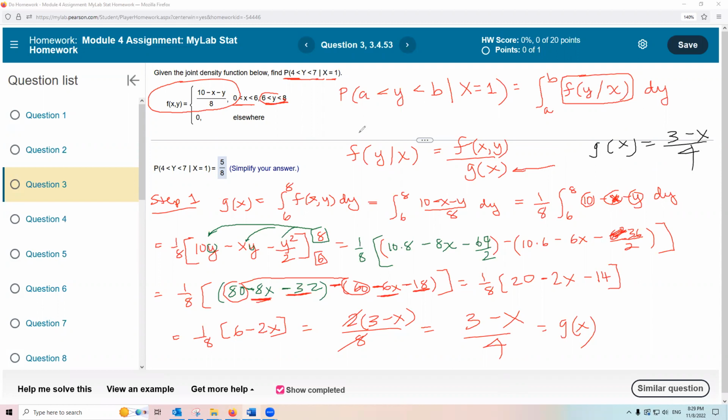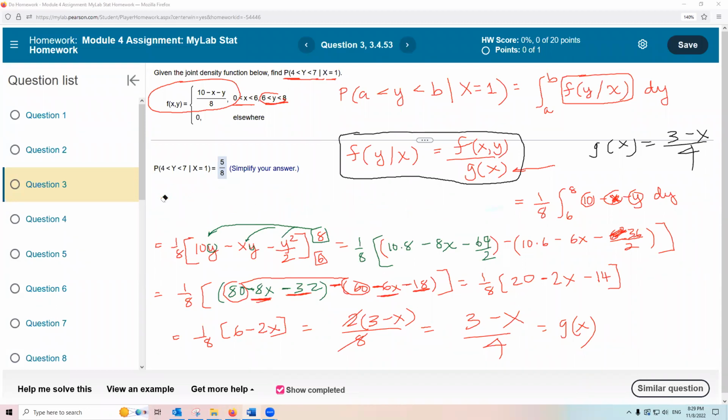Now we can come back to this equation, because now I can plug in and work out this f of y given x. So let me get rid of some of this.